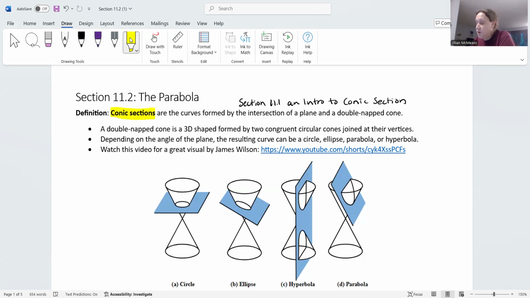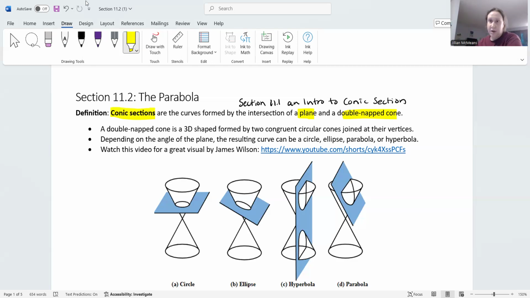So conic sections are the curves formed by the intersection of a plane and a double napped cone. You'll sometimes see it called a double naped cone, okay? So what in the world is this type of cone? Well, imagine a traffic cone standing like the typical way. And then imagine getting another cone, the same shape, the same size, and balancing it tip to tip. So you've got one right side up on the ground, you've got another one upside down, and you're trying to balance the two. That would be a double napped cone.